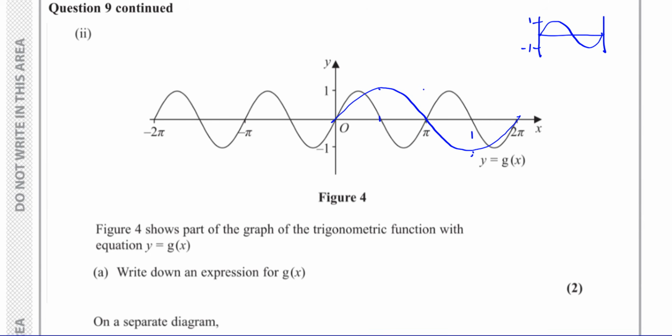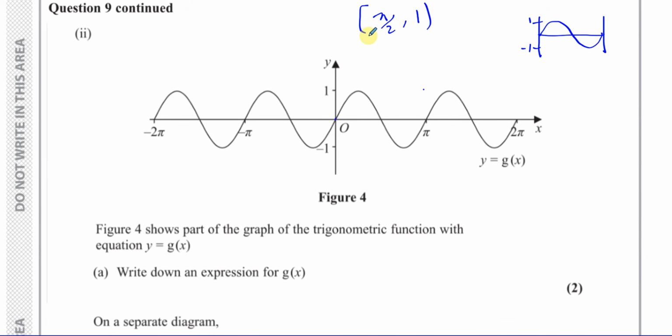Basically, we can see there are two of them fitting in one, so its period has been halved. The period of the sine curve is normally 2 pi, and the period of this curve is pi. So what's happened is a horizontal stretch by a factor of a half, which means all the x coordinates have been halved. So what was 0, 0 stayed 0, 0, and what was originally pi over 2, 1.